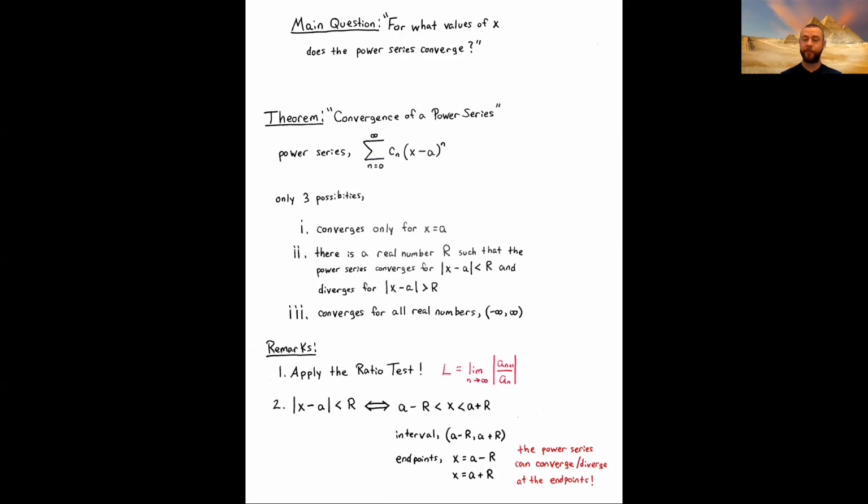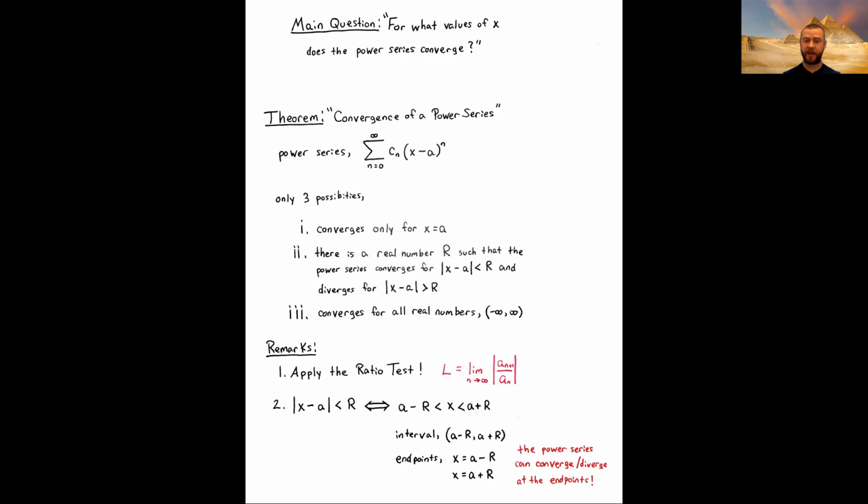Now, before we get to those examples, let's just briefly review where we left off. For a power series, we have this theorem telling us there are 3 possibilities for the convergence of it. The first, the power series converges only at the single x value, being the center, a. The second possibility is there is an interval of x values for which the power series converges. The third possibility is that the power series converges for every value of x, all real numbers.